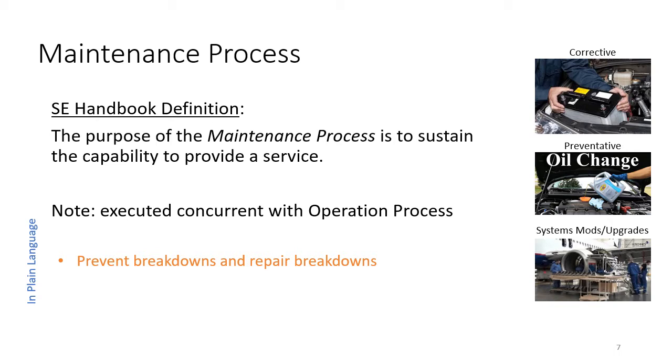So on the right-hand side, you can see the 3 types of maintenance. One is something breaks and you have to correct it. So you'll identify the broken part and replace it. Two is to take preventative measures to change things before they break down. And then the last kind is to upgrade the system for system-wide improvements.